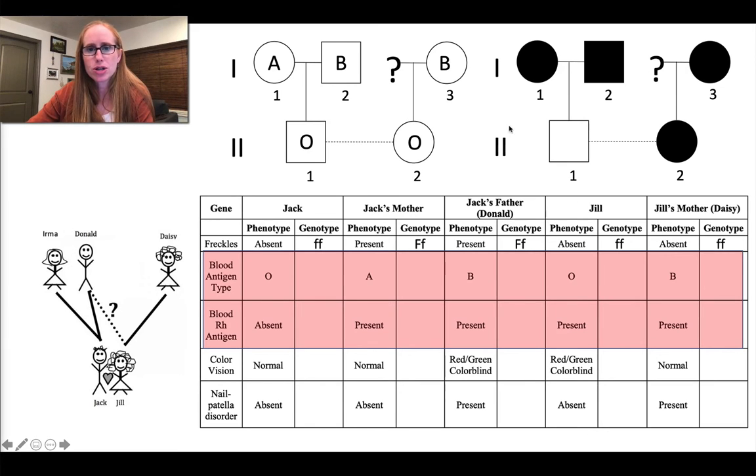I just drew out both pedigrees. Here's for the ABO blood types. Here's for the Rh factor. So you can see that they express the Rh factor, they express the Rh factor, but Jack does not express the Rh factor. And then these are their blood types for the A, B, and O.